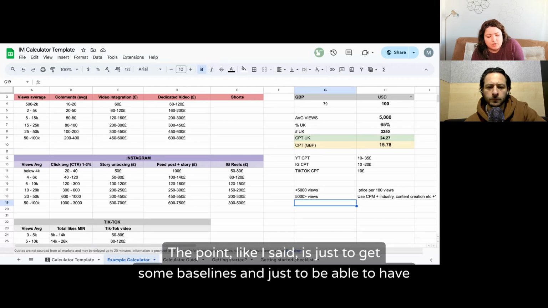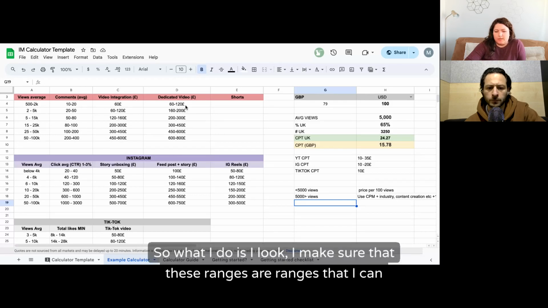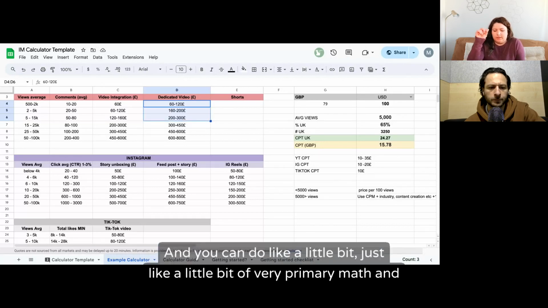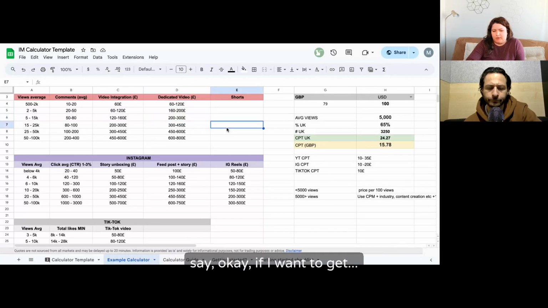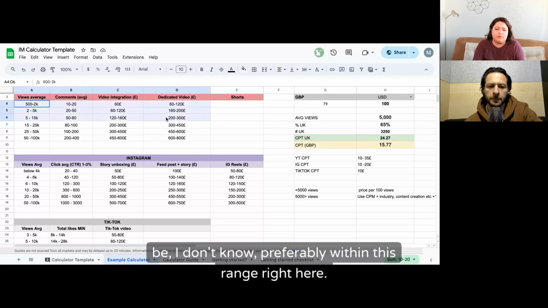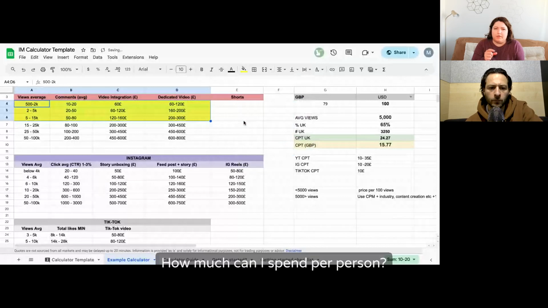The point, like I said, is just to get some baselines and to have security when we're negotiating. So what I do is I make sure that these ranges are ranges that I can comfortably pay within my budget. And you can do a little bit of very primary math and say, okay, if I have $5,000 and I want 10 people to work with me, and I want them to be preferably within this range right here, how much can I spend per person, right? And that's going to help you.